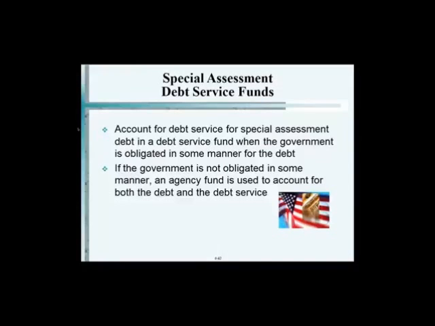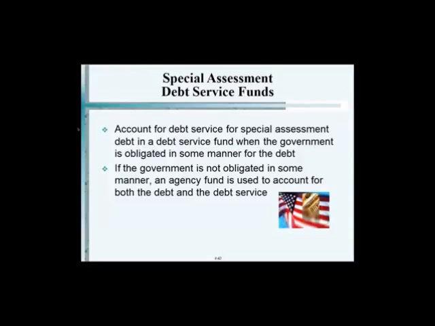Now within that, there are two flavors. There's one where the government guarantees that it will pay the debt if the property owner doesn't. And there's another one where it tells the bondholders, hey, you're on your own. If the property owners don't pay, it's your problem. What do you think the chances are of selling that kind of debt? Not very good. So in most cases, governments do what? Sell special assessment debt where they back it up.